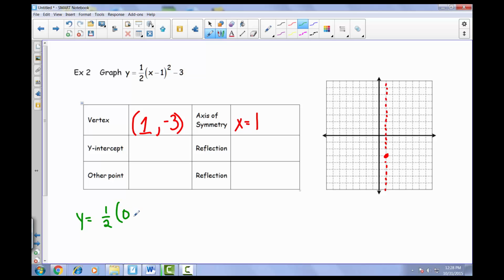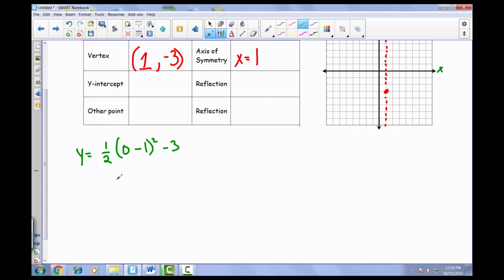We're still going to go ahead and throw in 0 for x, because again, we're seeing where it is crossing this y-axis. That's why it's called the y-intercept. It's intercepting somewhere on this y-axis. And so we're going to go ahead and throw in 0 for x. We have 0 minus 1, quantity squared, minus 3. 0 minus 1 comes out to be -1.